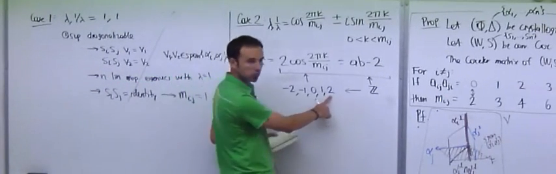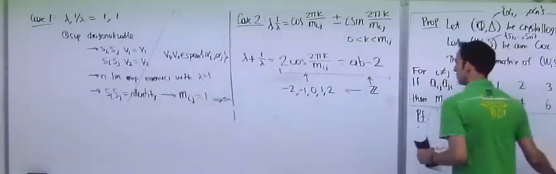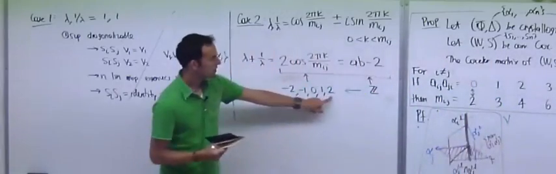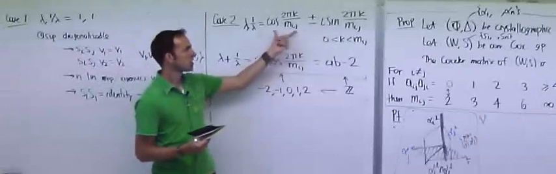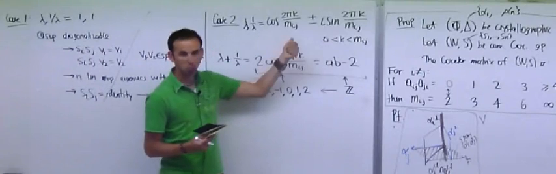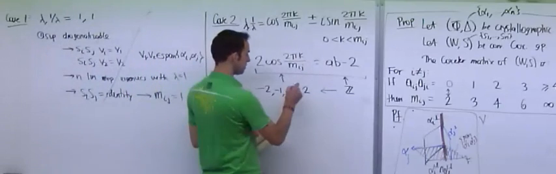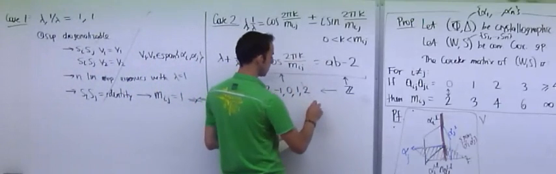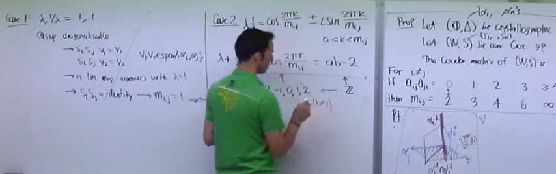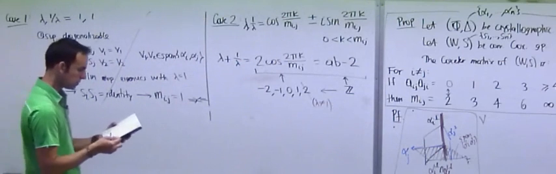Now, could this be a 2? I want to narrow this down even further. I'm saying this could not be a 2. The reason this could not be a 2 is that if it was a 2, that means that this cosine would be a 1. And if the cosine is 1, the sine has to be 0. And that means that lambda and 1 over lambda would be 1, which means we would be in this case over here. So this cannot be a 2 because lambda is not 1. So that case can't be. Okay.